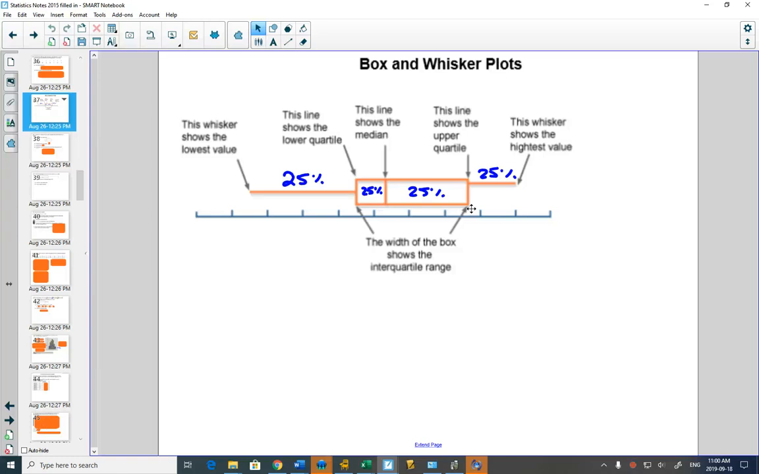Whisker starts with W. It's a perfect topic for today. So a box and whisker plot is a way to show data.